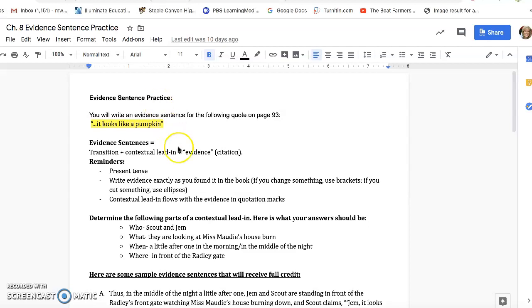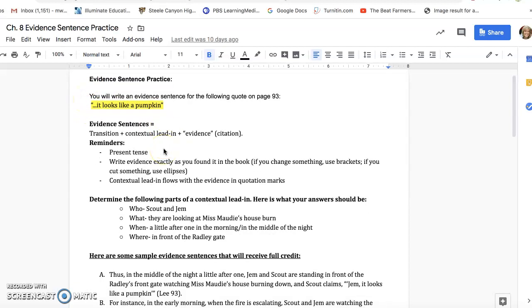Okay, so let's get straight to it. Evidence sentences in To Kill a Mockingbird are going to look a lot like the sentences that we made for our first argumentative essay, but let's go through this document and I will also be posting it for you. So we're going to look at an evidence sentence with the following quote: "It looks like a pumpkin." And this is on page 93.